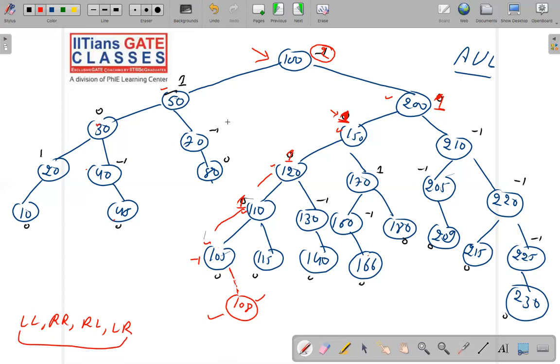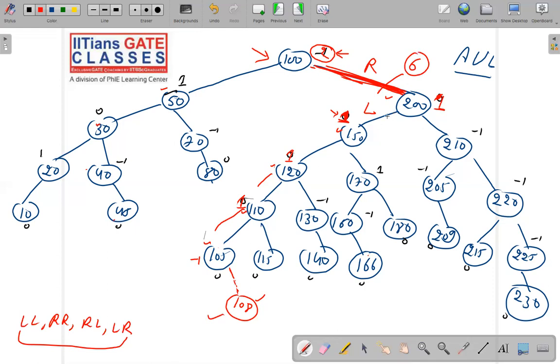Now, as per me, this is RL. Why RL? Because the height of the tree is coming as -2. Where is this -2 coming from? It's coming from the right subtree. See, this connection is contributing more. It's saying that the height of the right subtree is 6 here.